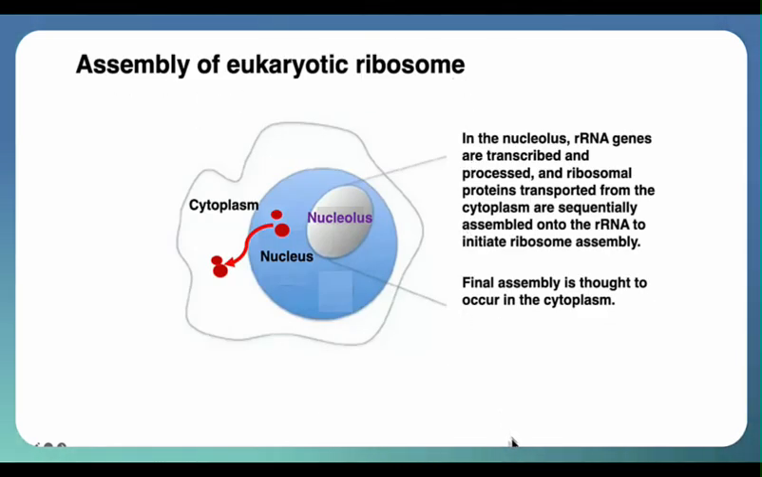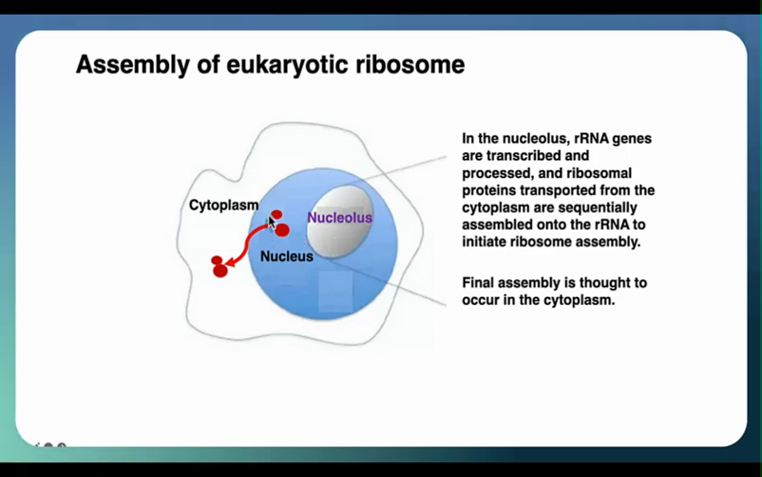In eukaryotes, the genes coding for ribosomal RNA are transcribed in the nucleolus region within the nucleus. 4 types of ribosomal RNAs are processed and assembled in the nucleolus region, while ribosomal proteins are transported from the cytoplasm into the nucleus, sequentially attaching to the folding ribosomal RNAs to form their 3-dimensional structures.